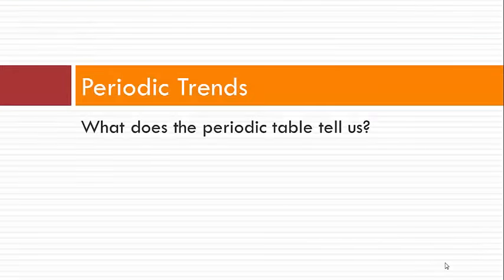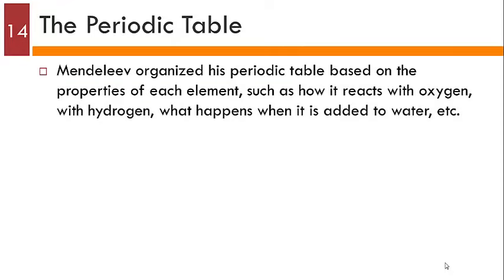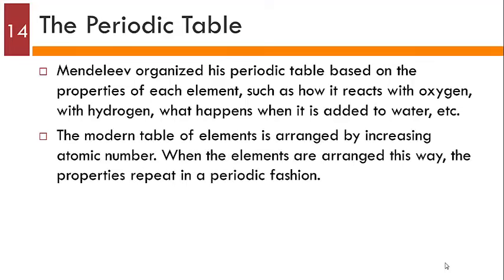The next set of questions are about periodic trends. So how did Mendeleev organize his periodic table, and what order are those atoms in the modern periodic table? Mendeleev organized his periodic table based on the properties of each element. For example, how it reacts with oxygen, how it reacts with hydrogen, what happens when it is added to water. So he used a lot of these properties to organize his elements.